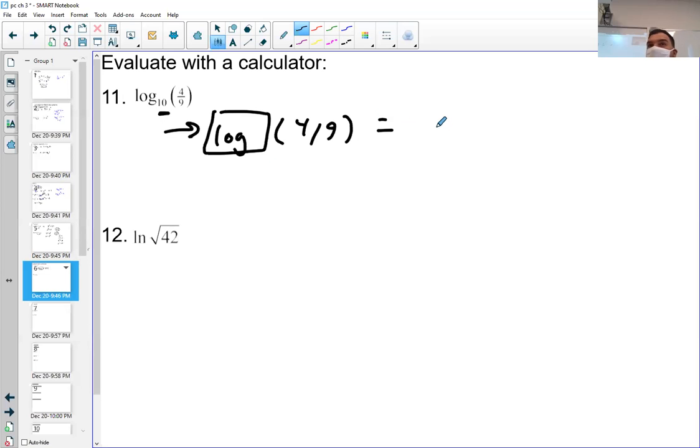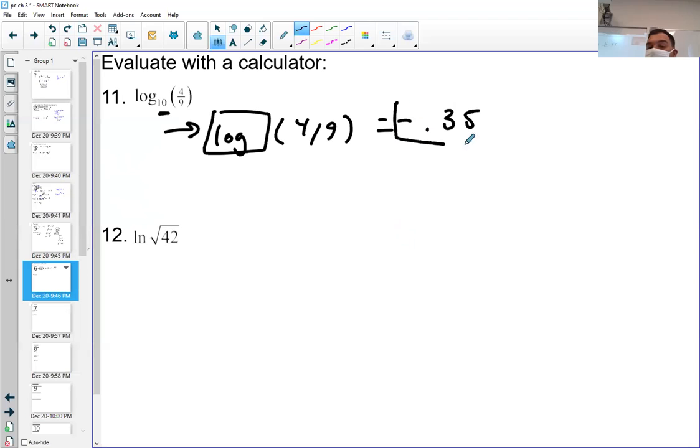We're doing log of 4 over 9, just in your calculator. Remember, the common log is base 10, so the log button already has a little 10 in it. It's divided by log of negative 9. Give me 2 decimal points. I got negative 0.35.